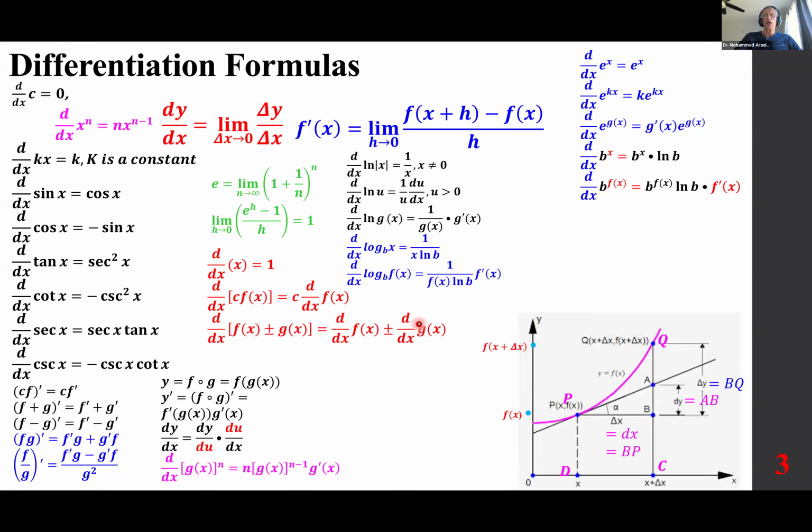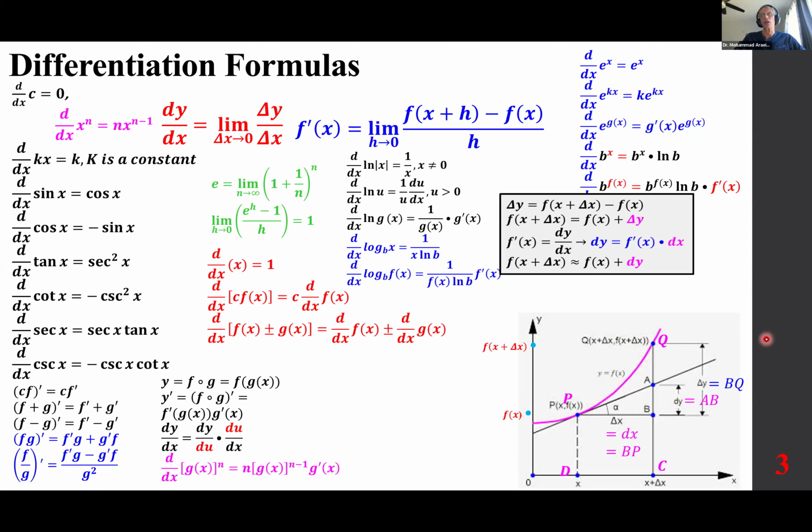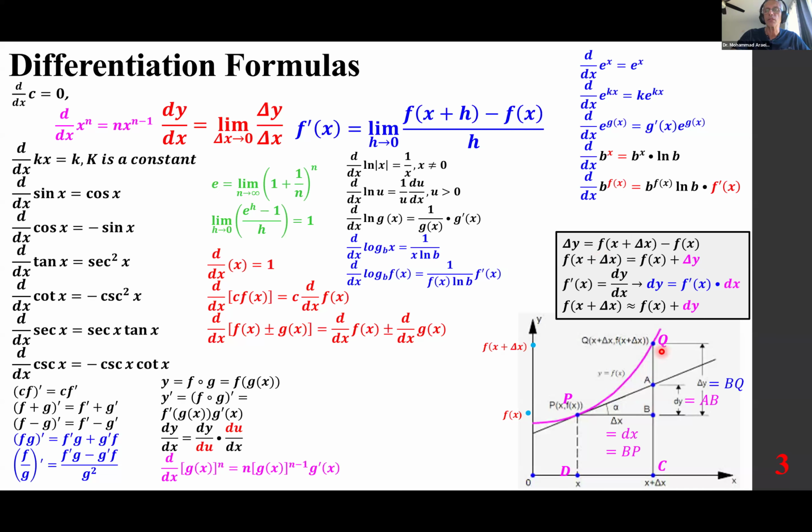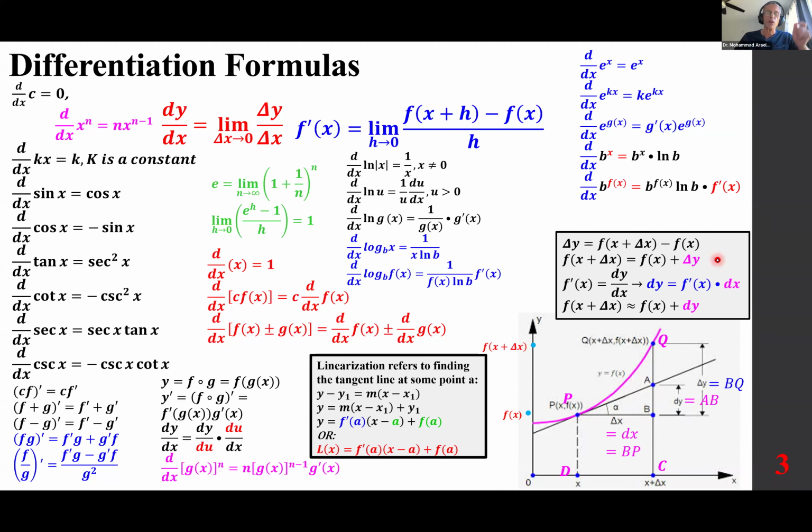And now, if you have points P and Q on a curve, as we move from P to Q, we create a run, delta x, which is dx, and we create a rise. They create the rise along the curve versus the rise along the tangent line. Along the curve, we call it delta y, this distance, which is f of x plus delta x minus f of x. Along the tangent line, we call it dy, which is f prime of x dx, and that can approximate delta y. Also, linearization means find the equation of a tangent.